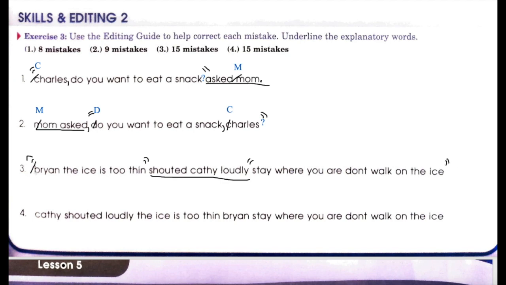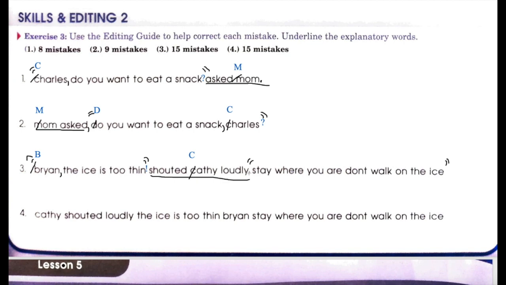And then we need to capitalize the first word inside the quotation marks. Brian. Brian we are directly addressing, so we need a comma. Brian, the ice is too thin. We need ending punctuation here inside the quotation marks. So we need an exclamation point there. "Brian, the ice is too thin," shouted Kathy loudly. Kathy, of course, we need to capitalize. It's a name. And this is the actual end of our sentence after loudly. So we need a period there.